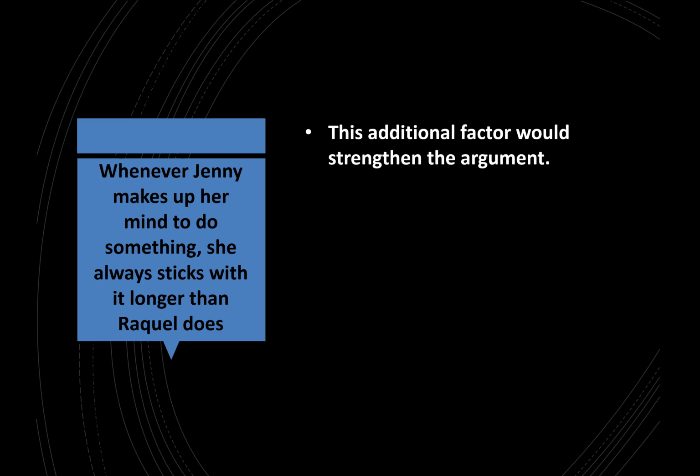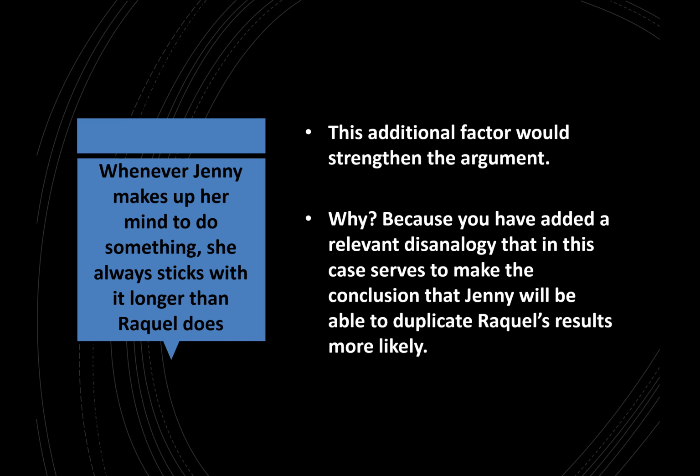Oh, but whenever Jenny makes up her mind to do something, she always sticks with it longer than Raquel does, meaning that Jenny's got discipline, and Raquel doesn't have nearly as much discipline as Jenny does, right? Well, that additional factor is going to strengthen the argument. Why? In this case, because you've added a relevant disanalogy that serves to make the conclusion that Jenny's going to be able to duplicate Raquel's results more likely, right? So remember that relevant disanalogies or dissimilarities, they can strengthen or weaken. You really got to look into it. This difference between Jenny and Raquel is going to make it more likely that Jenny can duplicate the results. Why? She has more discipline.